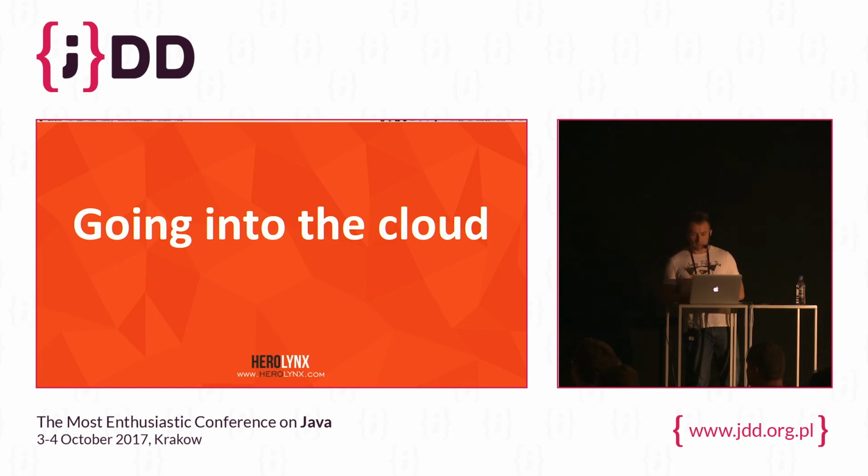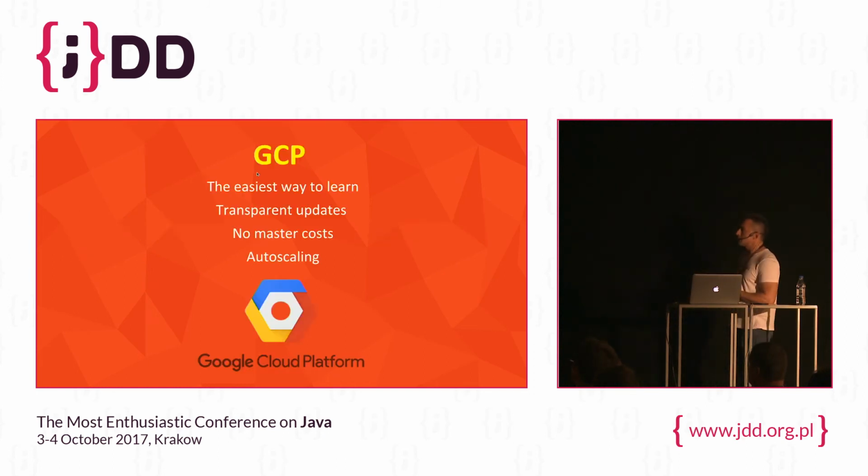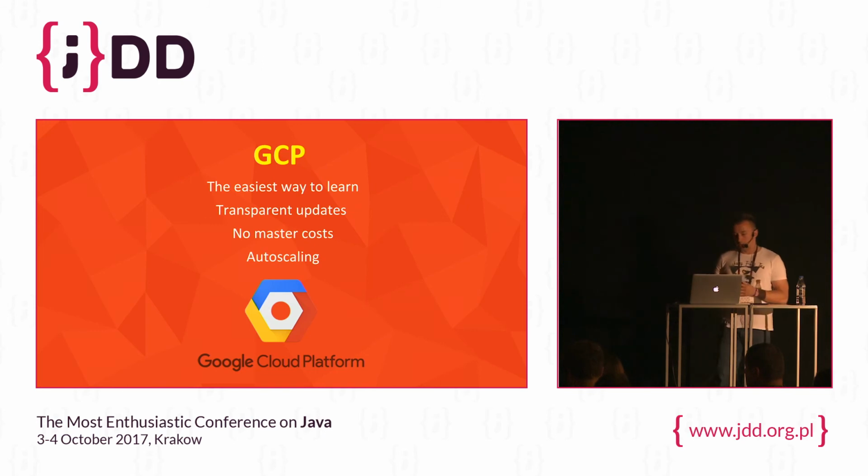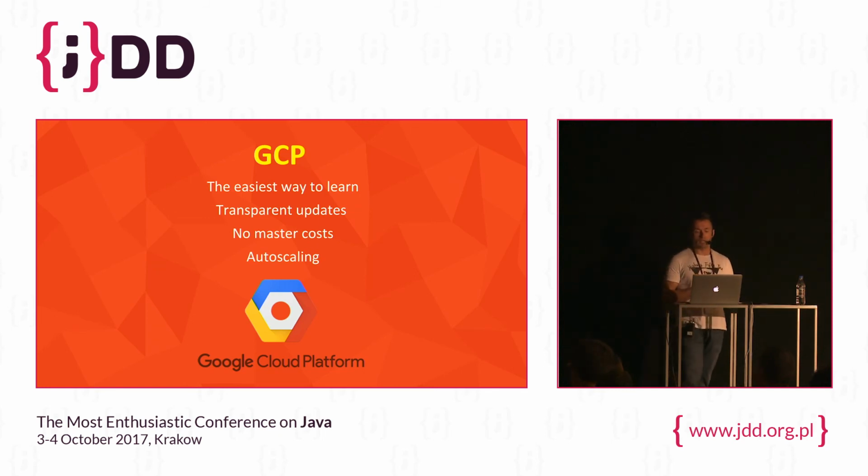And now about the clouds. The easiest way to start your journey with Kubernetes is, of course, GCP, so Google Cloud Platform. No wonder, since Google has invented it. In GCP, you have auto-scaling out of the box. You have transparent updates out of the box, which is very important because Kubernetes is changing very rapidly. So if you have, for instance, a one month old cluster, it can mean that you are two versions behind. So therefore, these transparent updates are really important. And in GCP, you don't pay for master nodes because GCP gives you that for free.